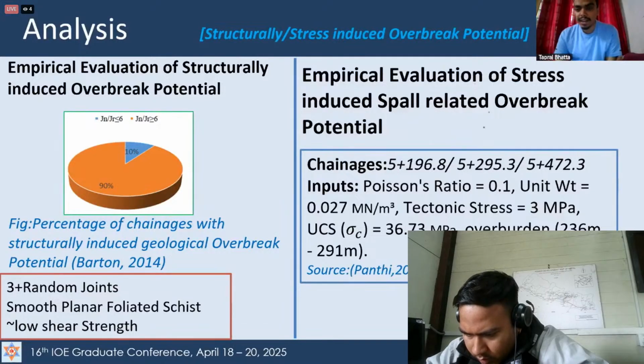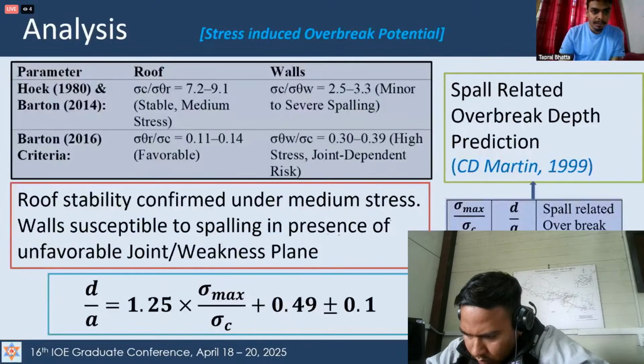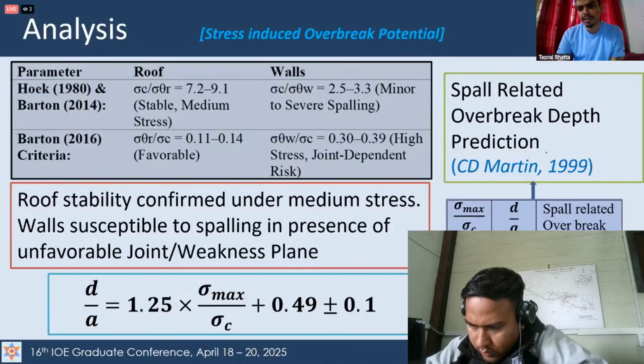Similarly, I analyzed the stress-induced spall-related overbreak potential by various empirical approaches, and my input parameters are as shown here. Based on Panthi 2006 and the feasibility report, through analysis, what I found out is that roof stability is confirmed, but the wall can be susceptible to a certain degree of spalling in presence of unfavorable joints or weakness planes. Then I calculated spall related overbreak depth in 3 chainages, and what I found out is that almost 2 meters of spall related overbreak can be expected.